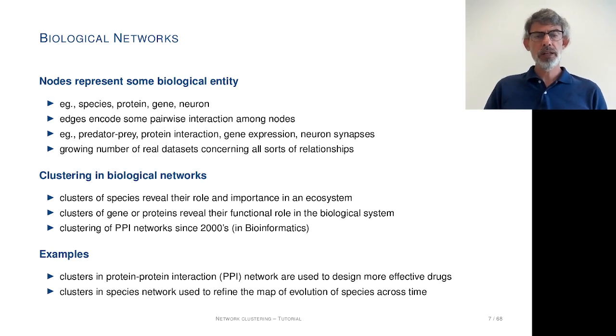An example is that clusters in the PPI network can be used to define more effective drugs, and that's actually being done today. Again, clusters in the species networks can be used to refine the map of evolution of species across time. These are just two examples of why clustering is important in this kind of networks.